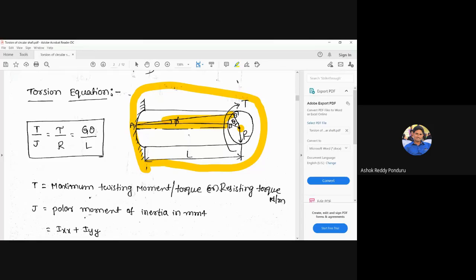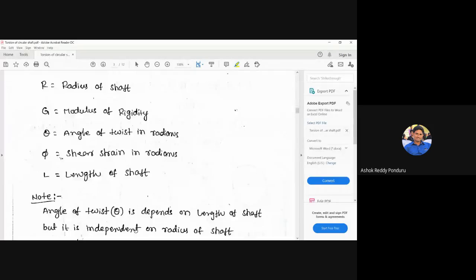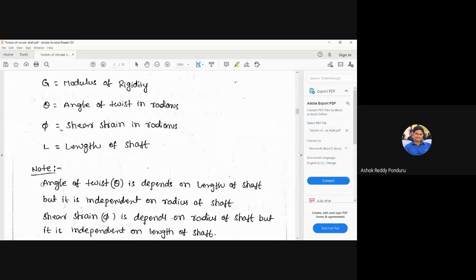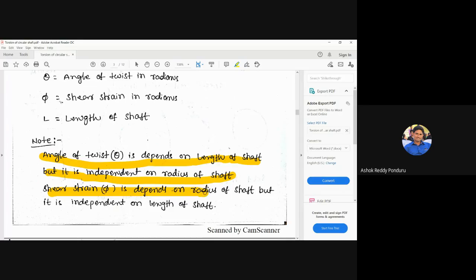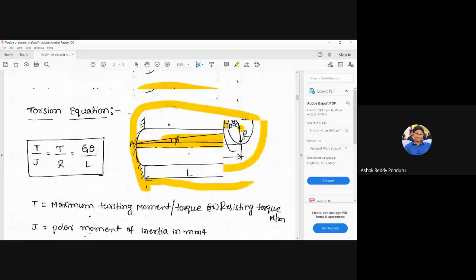Now finally I conclude. Shear strain is independent of the length of the shaft but depends on the radius of the shaft. Whereas the angle of twist is independent of the radius of the shaft but depends on the length of the shaft. Angle of twist theta depends on length of the shaft but is independent of radius. Shear strain depends on radius but is independent of length. That point you have to remember.